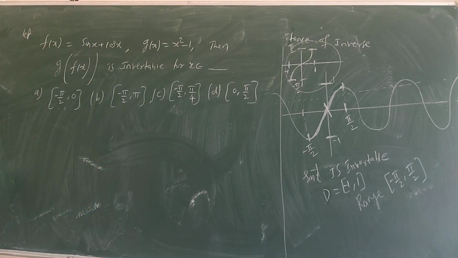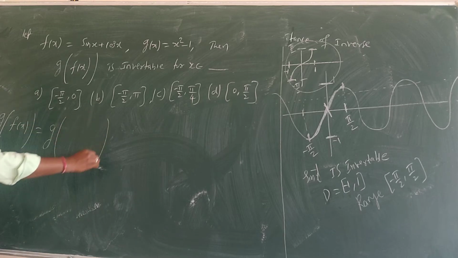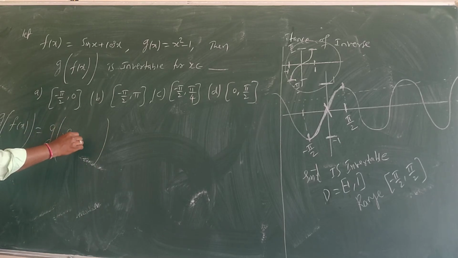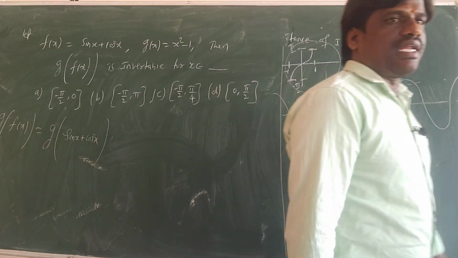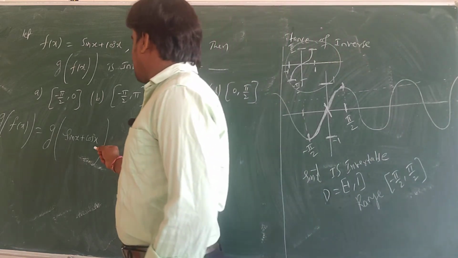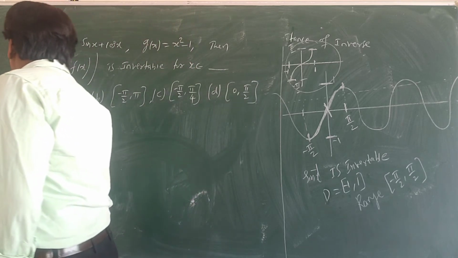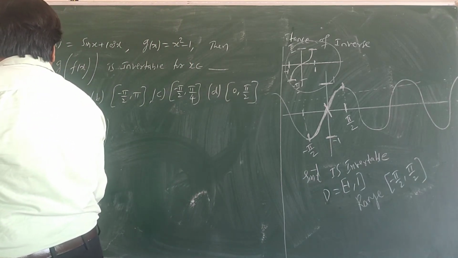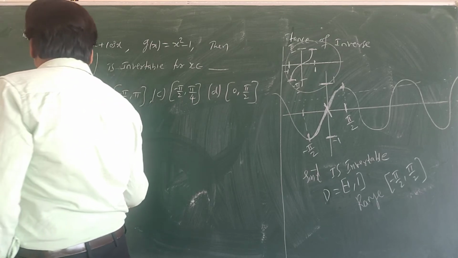So what we can do here, g circle f of x is equal to g of f of x. What is f of x? Sin x plus cos x. What is g of x here? x square minus 1. So what can I write here? Sin x plus cos x whole square minus 1.